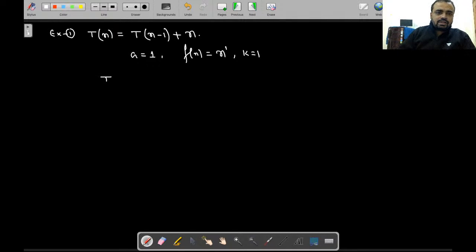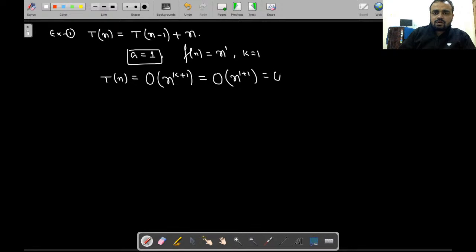So the t of n in this situation, if a is equal to 1, then what will be the t of n? T of n will become order of n to the power k plus 1. So this implies order of n to the power 1 plus 1. So this implies order of n square. And already you know about this.